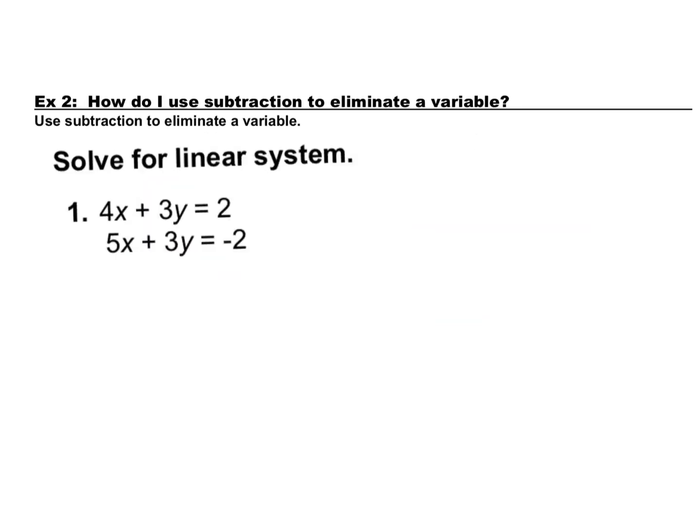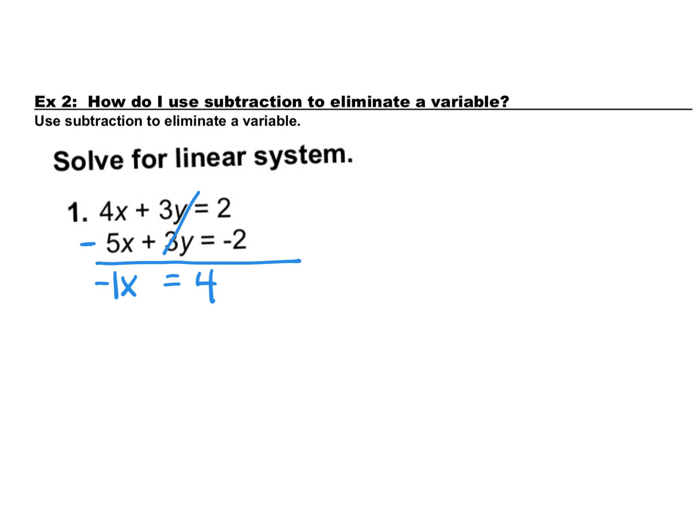All right, number 1, we're going to use subtraction now to eliminate a variable. So looking at these two, notice how I don't have any variables that are going to cancel out. So if we use subtraction, I'm going to put a minus right here. So what I'd be doing is taking 4x minus 5x, and I get negative 1x. I take 3y minus 3y, and those would cancel out. And then I would have 2 minus negative 2, which is going to be a plus, so you'd have 4.